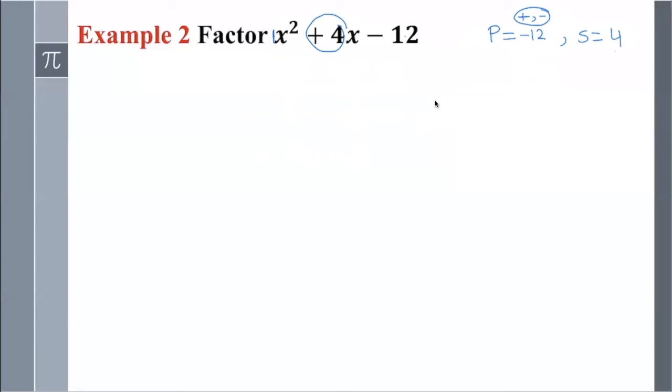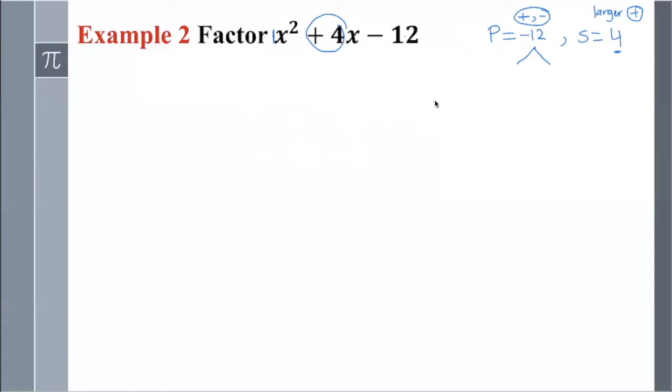And then the sum is positive. That means the larger number, or the bigger number, will have a positive sign and the smaller number will have a negative sign. So let's go ahead and do the same thing. Let's factor this down. Let's not worry about that negative sign now. Let's just go ahead and find the numbers.